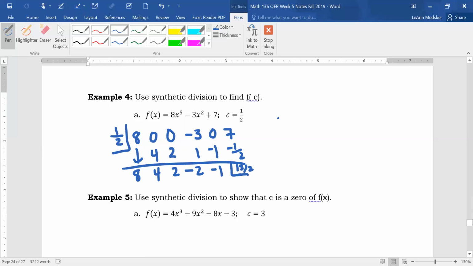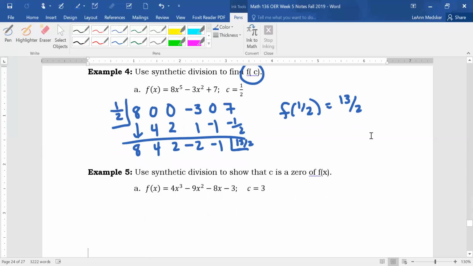So now it just says find f of c. So f of 1/2 is this remainder. That is 13 over 2. Now if they asked us to find the quotient and the remainder, obviously we could write that as well.